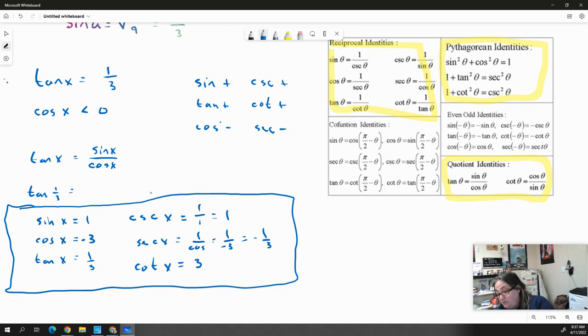I feel like I turned an extra page in my book. I did. I skipped a whole page. I don't know why it's doing that.